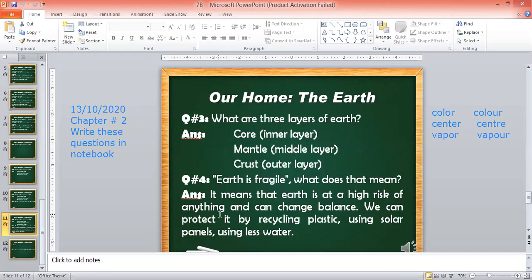Whenever you are using water, always try to use it less or to make it safe. I gave you an example in the last class: whenever we are brushing our teeth, always close the tap and brush the teeth, and when you are done with the brushing, then open the tap.